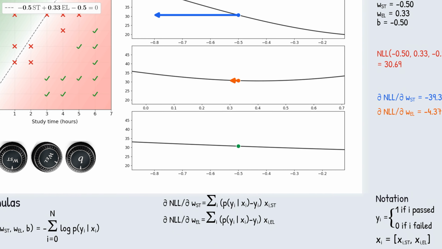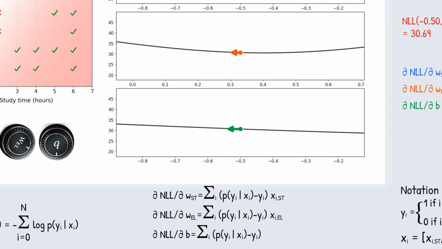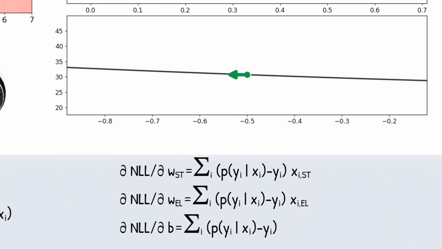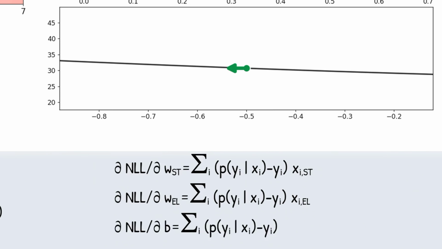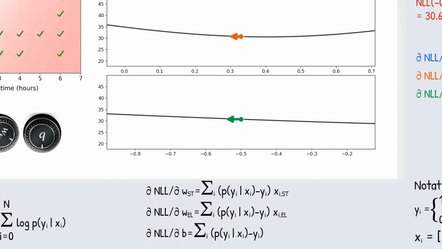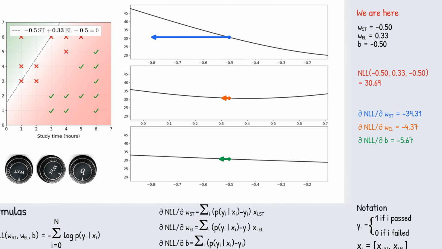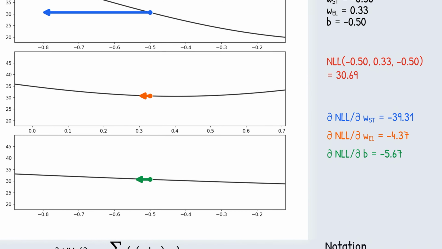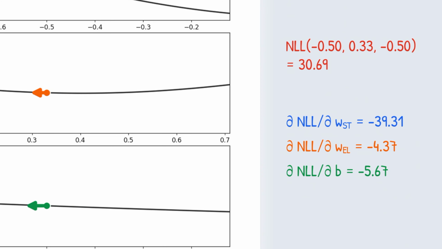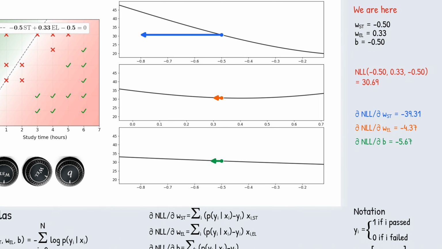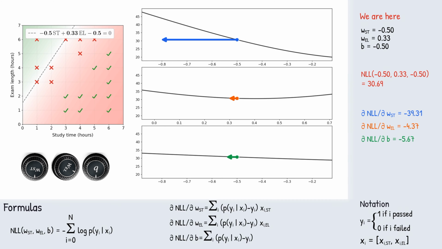We can calculate these derivatives using the following formulas. The exact steps to get these formulas isn't really important and is more the topic of a calculus video. Each of these 3 values represents the steepness in each of the coordinate directions. But let's not stop here. The derivative relative to WST is negative 39. What does that actually mean? It means that at this location, the negative log likelihood is behaving as if changing WST by 1 unit would decrease the negative log likelihood by 39 units.